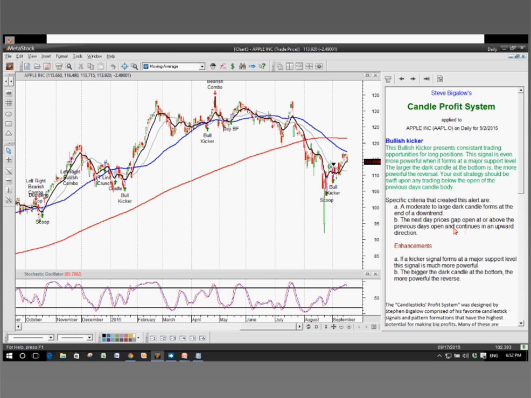The enhancements, because I'm going to show you how to run this on a scan, help you figure out, okay, I have maybe 5 bull kickers today. Which ones should I be looking at? And so these would make the trade more profitable or more likely to be successful. If a kicker signal forms at a major support level, the signal is much more powerful. And the bigger the dark candle at the bottom, the more powerful your reversal is. Okay? So it's just giving you an idea of how to narrow down the list, instead of looking at maybe the 5 kickers, to the ones that you want to trade.